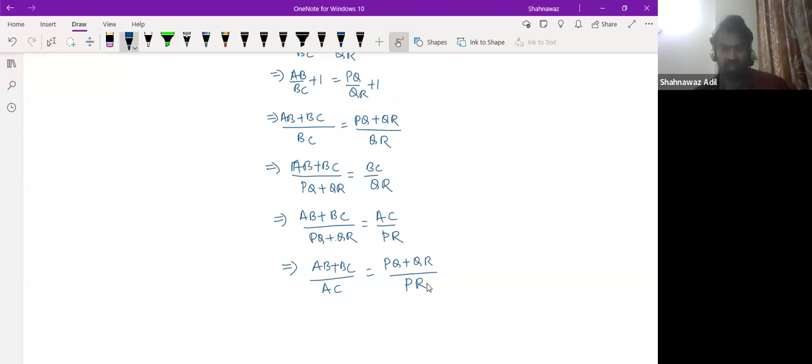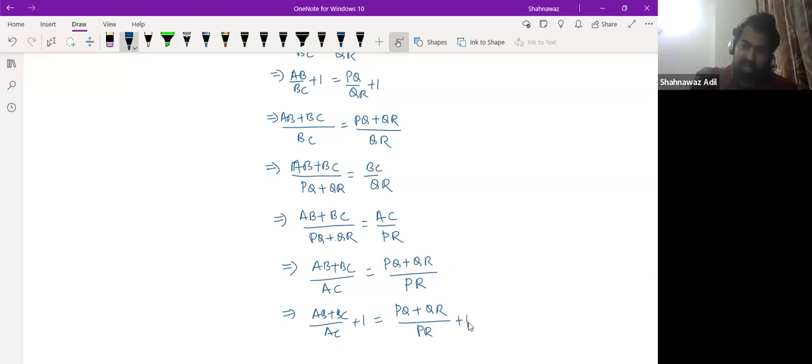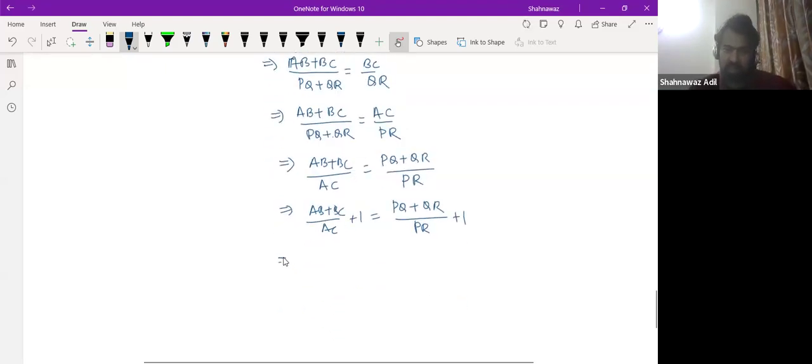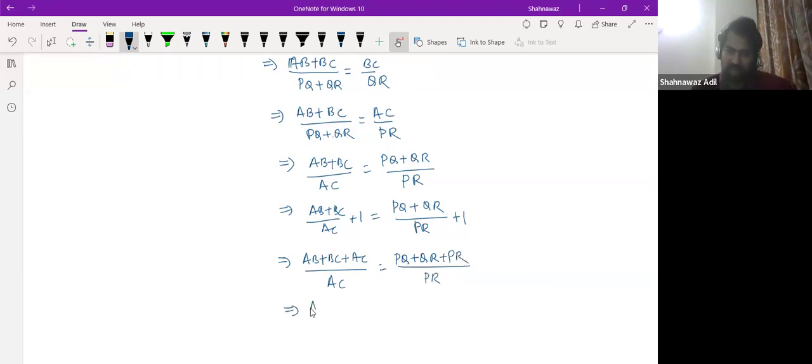What should we do next? One. Yes, Shyama. Add one on both sides. Yes, so that is the answer, right? Because somehow we want this AC to be here. So add one to both sides. Okay, I am missing one step, so let me write it in the text. AB plus BC by AC plus 1, BQ. This question is just moving sides here and there and doing some simplification. So this will give you the answer: AB plus BC plus AC by AC, and BQ plus QR plus PR divided by PR. So we have our answer, right?